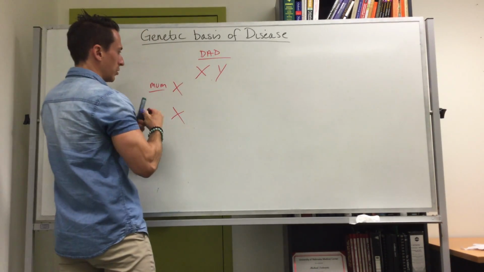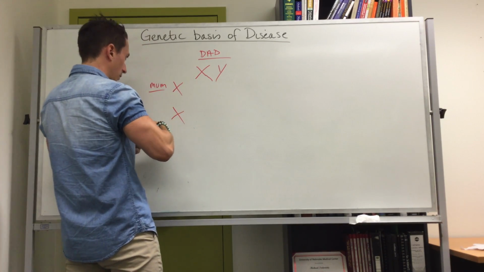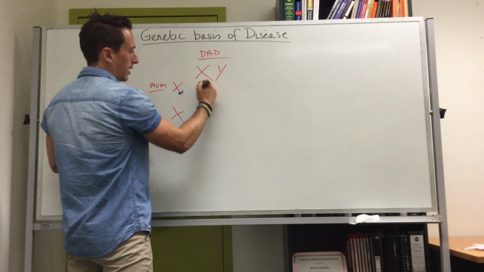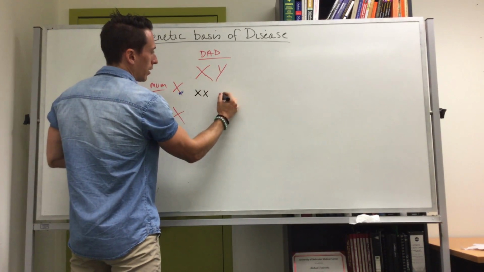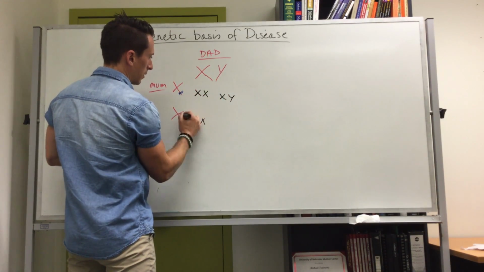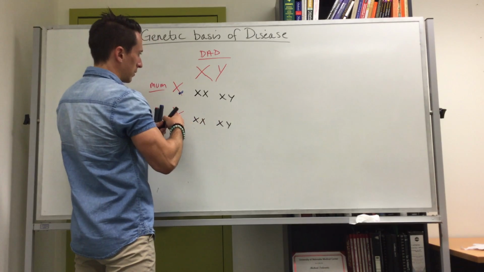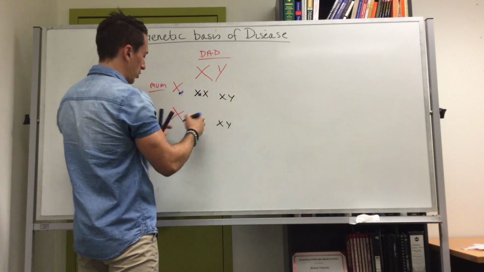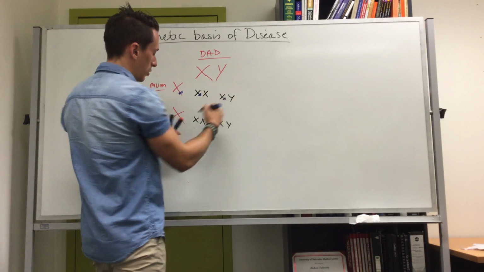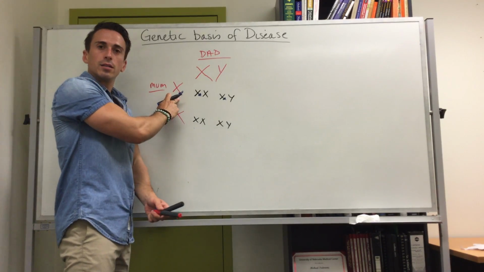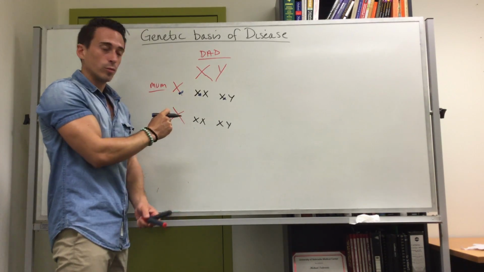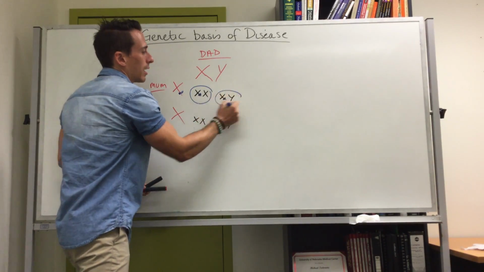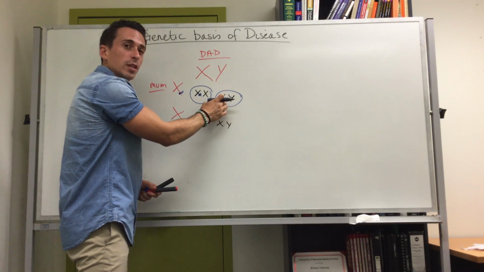Well, if the mother had the mutation, what you'd find is that you get XX, XY, XX, XY. This one here, XX, has the mutation, and this one here has the mutation. So what we find is that if the mother contains the dysfunctional gene on one of the X chromosomes, 50% of the daughters will be a carrier, 50% of the sons will present with the disease.